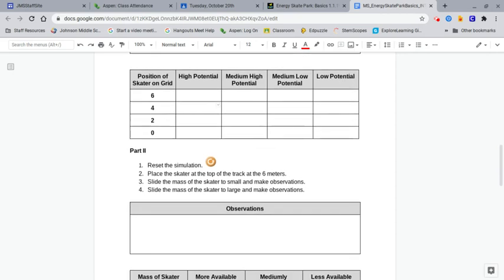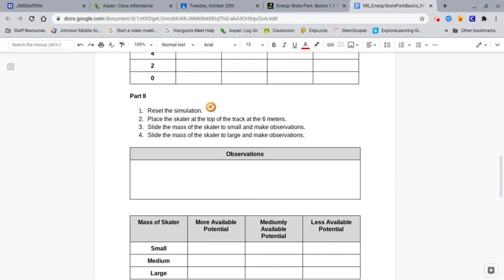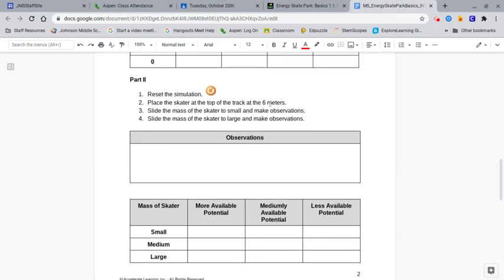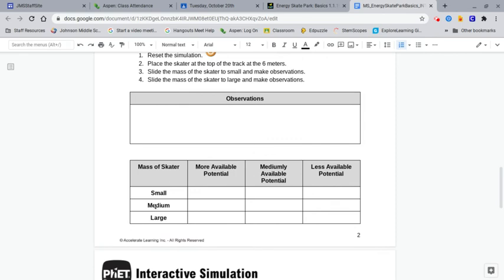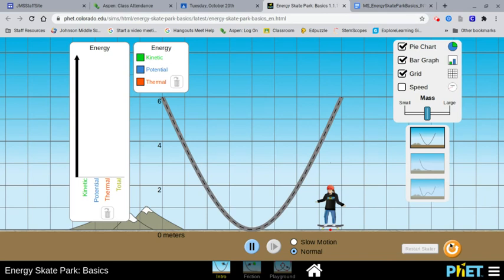All right. Then you're going to reset the simulation again, and this time you're going to place them again at 6 meters. But this time you're going to slide the mass of the skater to small and make observations. Which one is going to have the X going across? Then you're going to slide the mass of the skater to large and make observations with 1 X. And then, of course, medium is the default.